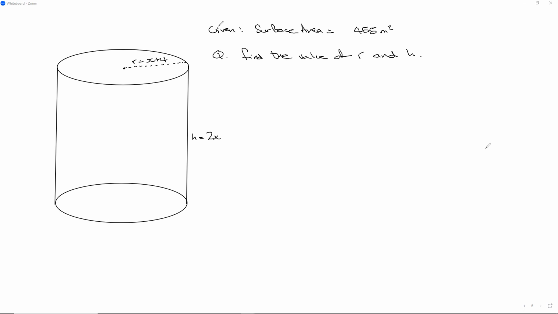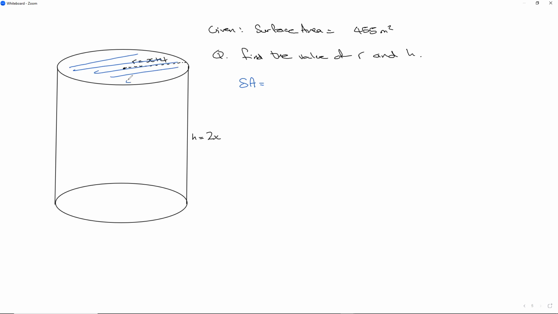I'm given the surface area to be 455 meters squared, and I'm asked to find the value of r and h. And r is attached to x plus 4 and h is attached to 2x. The first thing I'm going to do is write down the surface area formula for a cylinder.